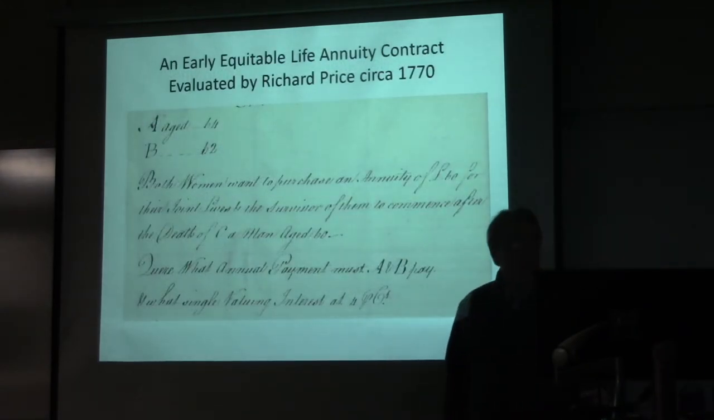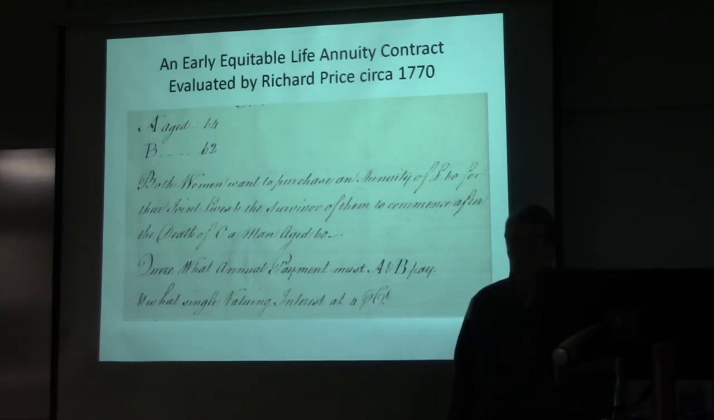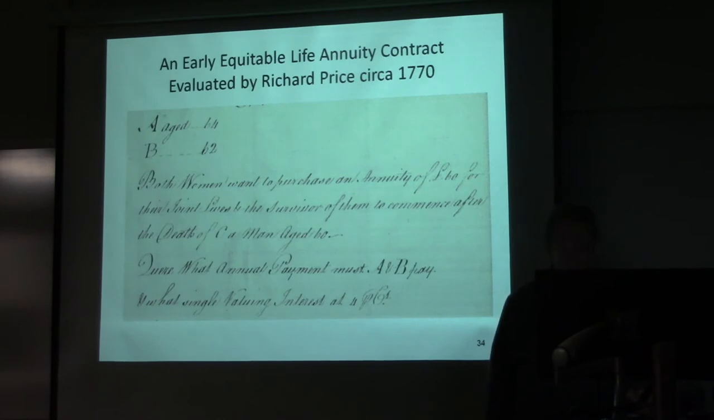Here's an example of an annuity contract considered by the Equitable Insurance Society. You've got person A, age 64, person B, age 62, and both women want to purchase an annuity of £60 for their joint lives and the survivor of them to commence after the death of C, a man age 60. So the man age 60 was probably supporting the other two, and they needed an income after his death. So what do you charge?